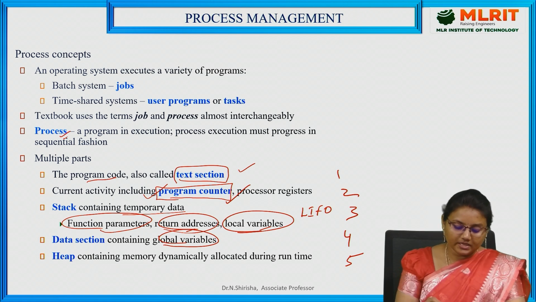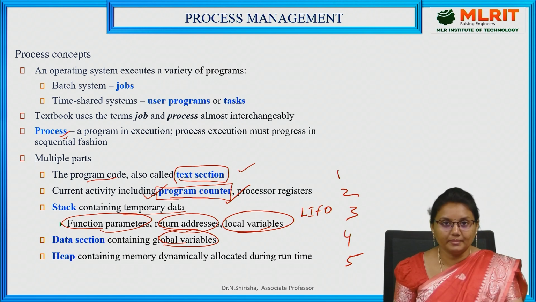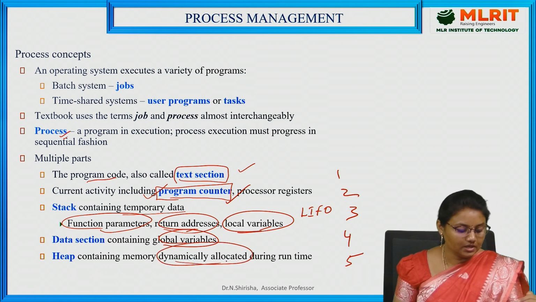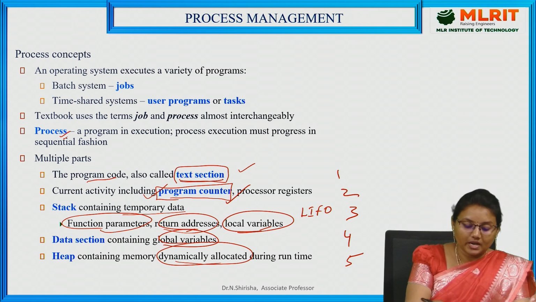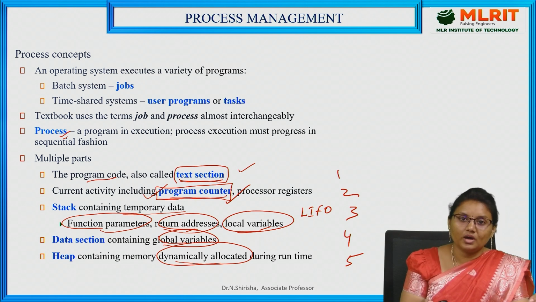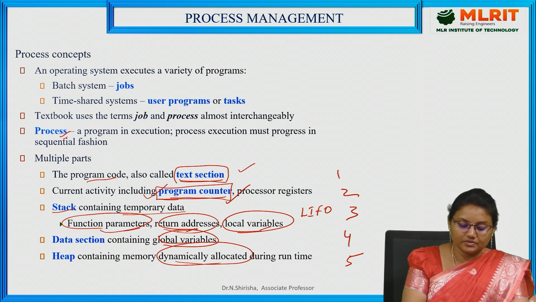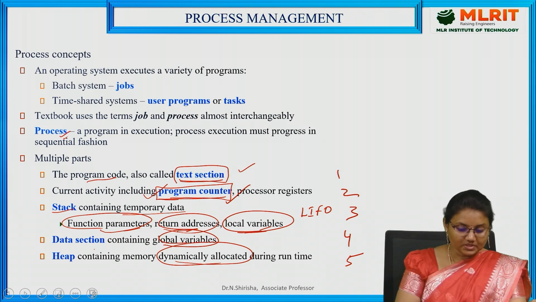And heap contains the memory dynamically allocated during runtime. Heap has one advantage, that it can take any size of memory. Therefore, heap is used for dynamic allocation during runtime. So these are the key terms. One is the text section, where you store the program code, and the program counter, where you increment or decrement the counter according to the user requirement. Then the stack. In stack you have function parameters, return addresses, local variables, then the data section and heap. So these are the 5 multiple parts a process is divided into. So let us see a diagram.